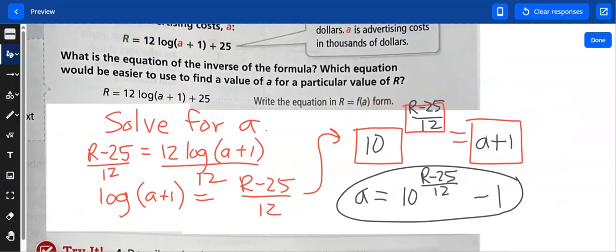Which equation would be easier to use to find a value for A given a particular value of R? Would you use the first one or the one we found? If I handed you a value of R and said, I want this revenue, give me an advertising budget. It is the one we found, because you would plug the R in and then start calculating.